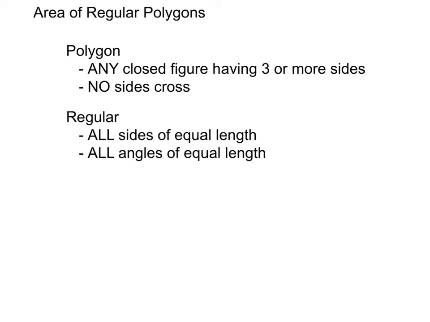In this next video, we're going to talk about the area of regular polygons. First, we need to know what a polygon is. A polygon is any closed figure having 3 or more sides, and no sides can cross each other. A regular polygon has all sides of equal length and all angles of equal measure.